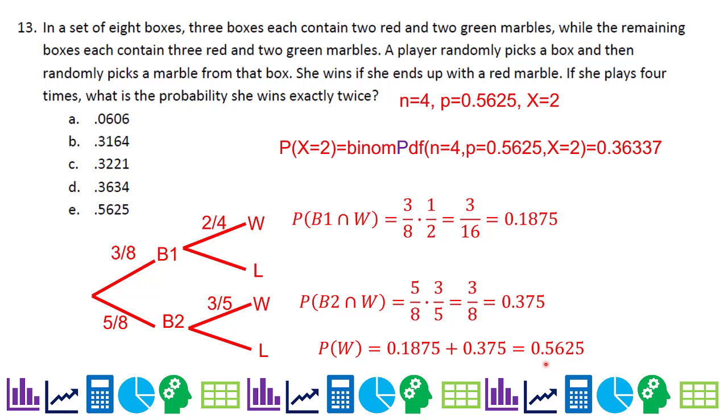Remember, CDF does the less than or equal all the time. It goes from 0 to the 2, but I'm not interested in 0 wins or 1 win. I want exactly 2 wins. And you plug and chug into your calculator or your Statplet, and you get your probability.